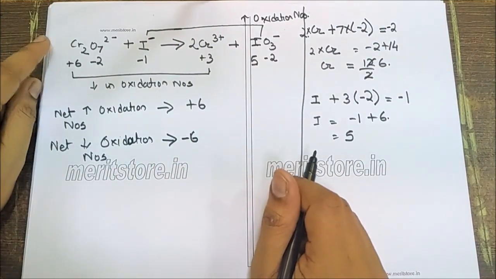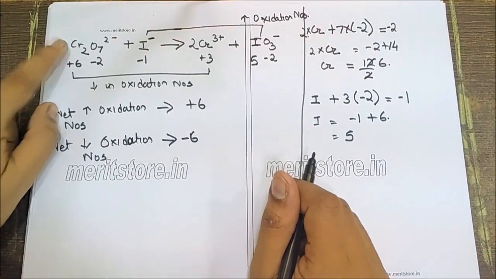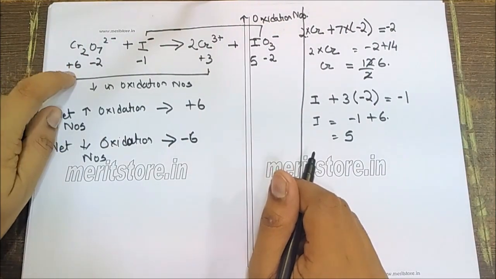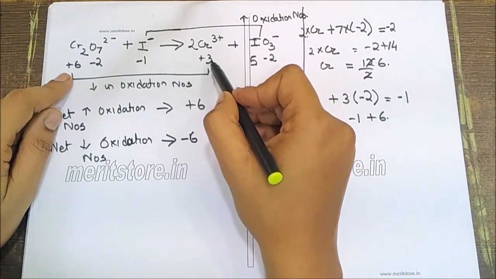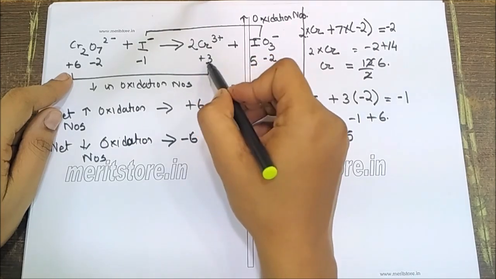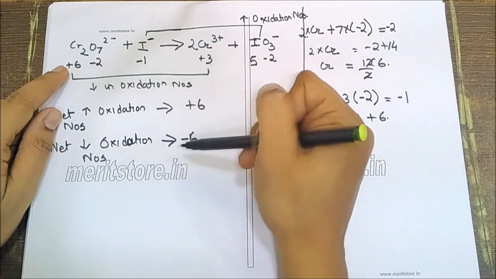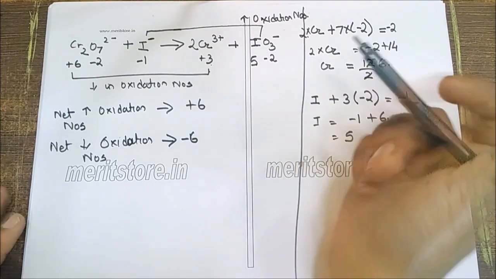Once again, I am explaining. See, 6 for one atom. So for 2, it is 6 twos are 12. Here 3 for each atom. So for 2, 3 twos are 6. So from 12, it has gone down to 6. Therefore, the net decrease is 6.